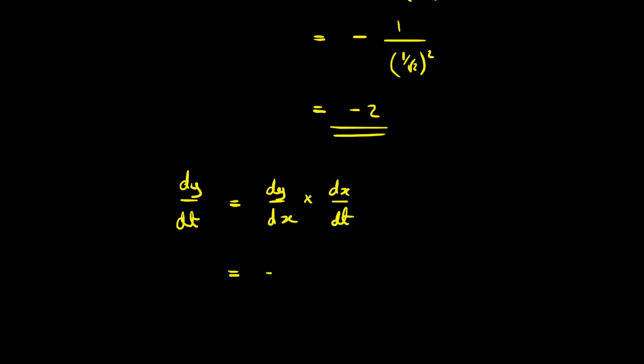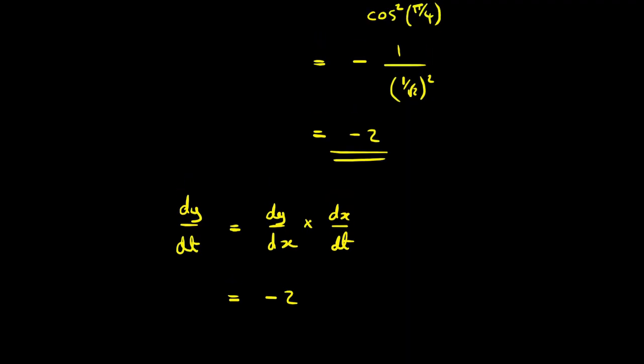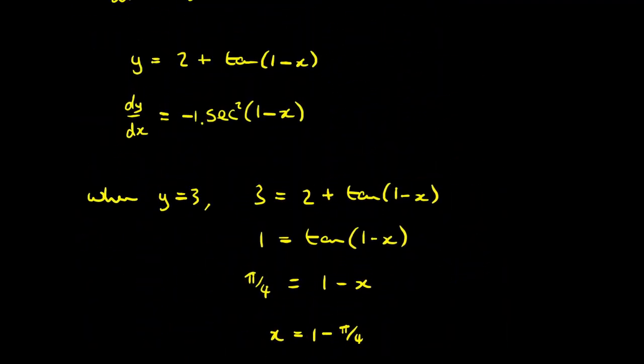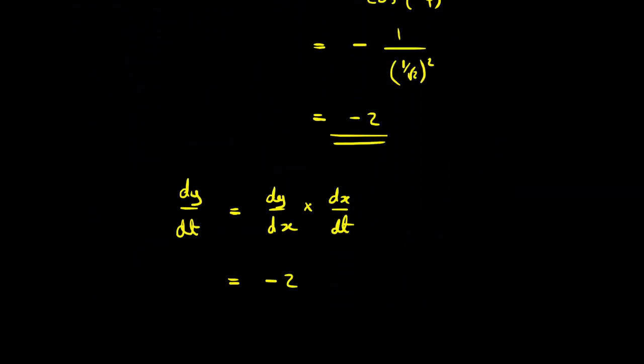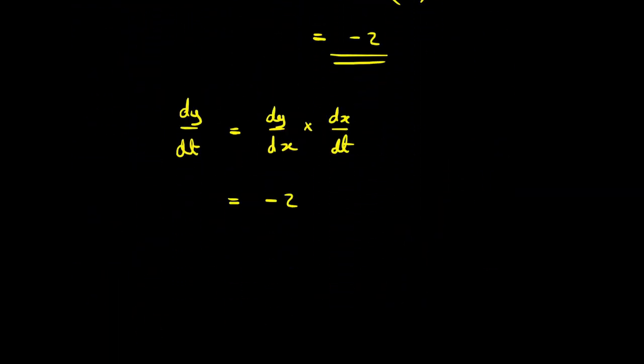And we now know that dy/dx is equal to negative 2 when y is equal to 3. We're going to go up here. What was our dx/dt? Our dx/dt was 0.04. We go all the way down here. We're going to times this through by 0.04, and that gives us minus 0.08. Okay, so the change in y with respect to time is minus 0.08 radians per second. All right, guys, I hope that was helpful.